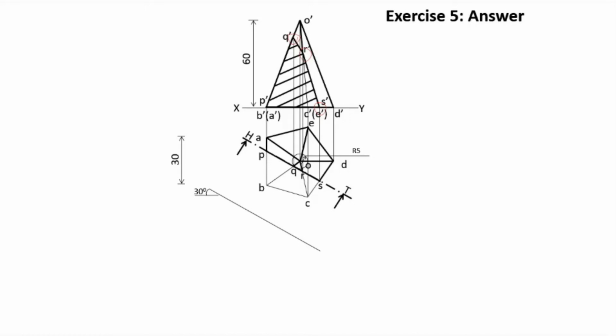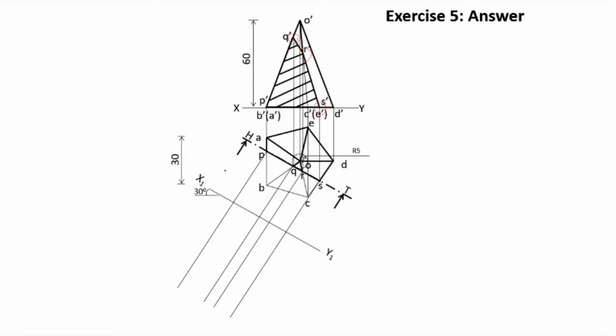Now in order to get the true shape, the line that we have already drawn at an angle 30 degree with the XY line can be used as our X1, Y1 line. And then projectors, that is perpendicular lines which are perpendicular to the horizontal trace, can be drawn from the points P, Q, R and S. So now this line is taken as our X1, Y1 line.